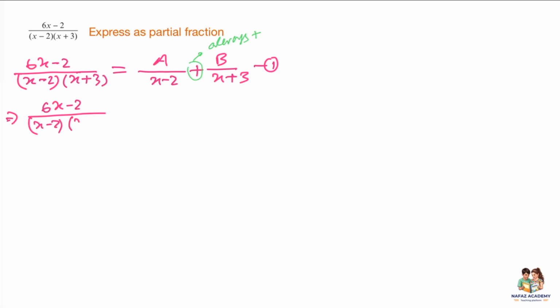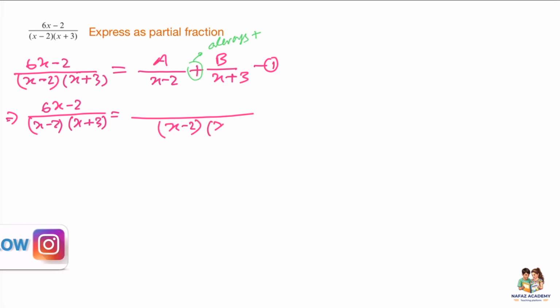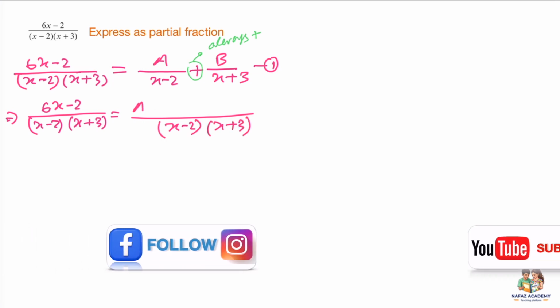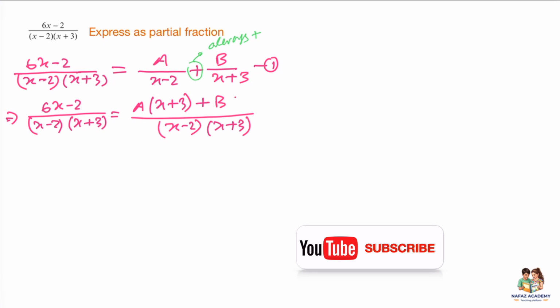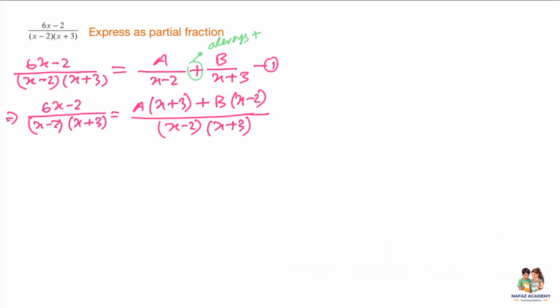Okay, so now we take the LCM on the right side. The left side is unchanged. The LCM of x minus 2 and x plus 3 is x minus 2 times x plus 3. So A times x plus 3 plus B times x minus 2. Now cancel out the denominators on both sides. Now it is 6x minus 2 equals the right side. It is equation number 2.